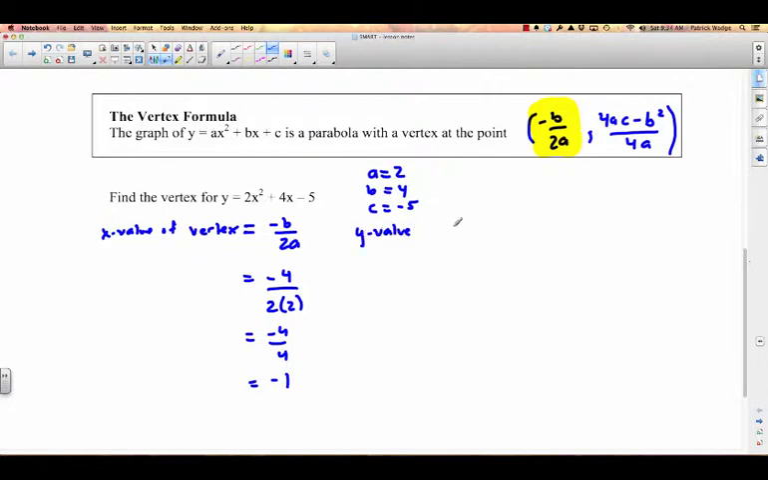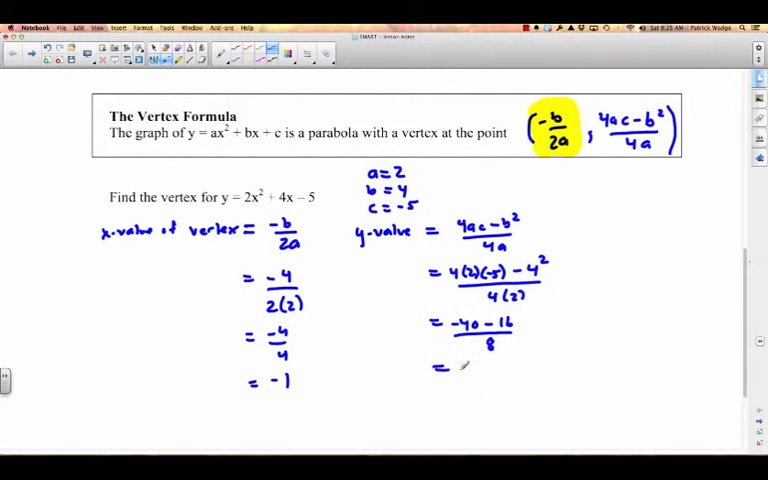The one way, which I don't really like, is you could use this, 4ac minus b squared over 4a. So let's try it. I just plug in the same numbers. So 4 times a, which is 2, c is negative 5, minus b, which is 4, and we're going to square that, all over 4 times a, which is 2. So that equals 4 times 2 is 8, times negative 5 is negative 40, minus 4 squared is 16, all over 8. So that equals negative 40 take away 16 is negative 56 over 8, so it equals negative 7. There you go. The vertex is equal to negative 1, negative 7.